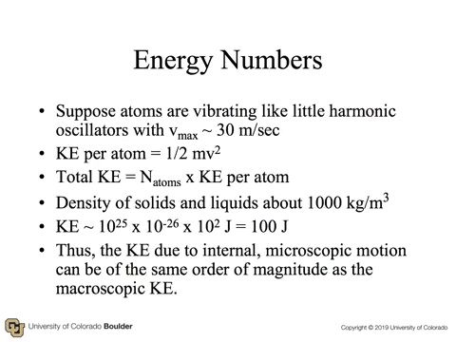Now compare these numbers to what the internal energy might be. Suppose the atoms are vibrating like little harmonic oscillators with Vmax about 30 meters per second. The density of solids and liquids is about 1,000 kilograms per meter cubed. Running the numbers, we get about 100 joules. This is the same order of magnitude as the system kinetic and potential energy. This is the fact that makes thermodynamic systems work. If we can access this internal energy, either to increase it or decrease it, then there are endless possibilities for putting it to work in useful ways.